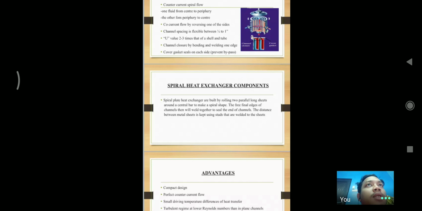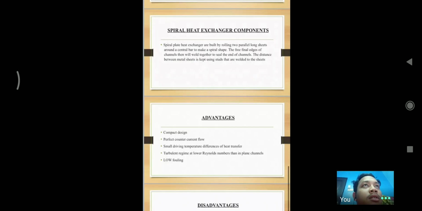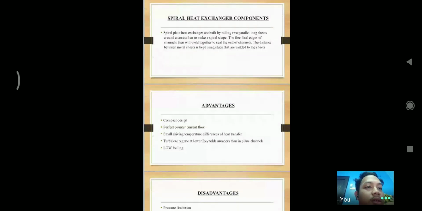Next, we have the advantages. First, the spiral heat exchanger is a compact design. Second, it has perfect counter current flow. Third, a small driving temperature difference for heat transfer. Fourth, turbulent regime at lower Reynolds numbers than in plain channels. And lastly, it has low fouling.